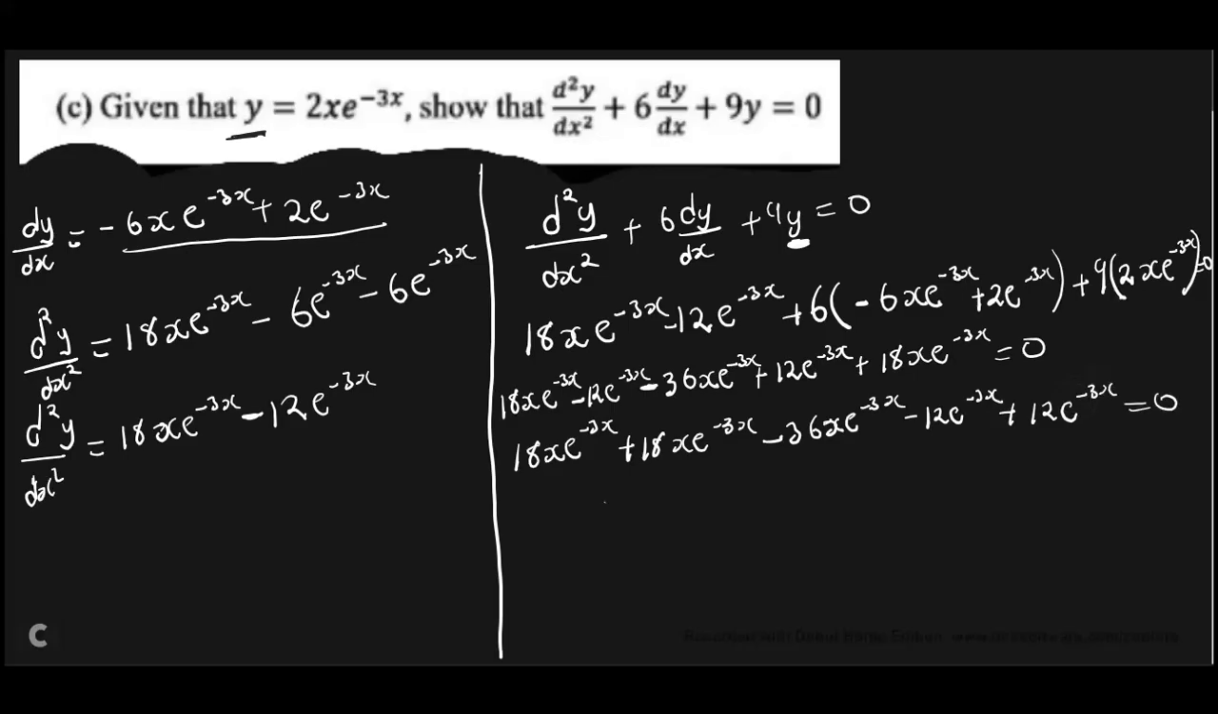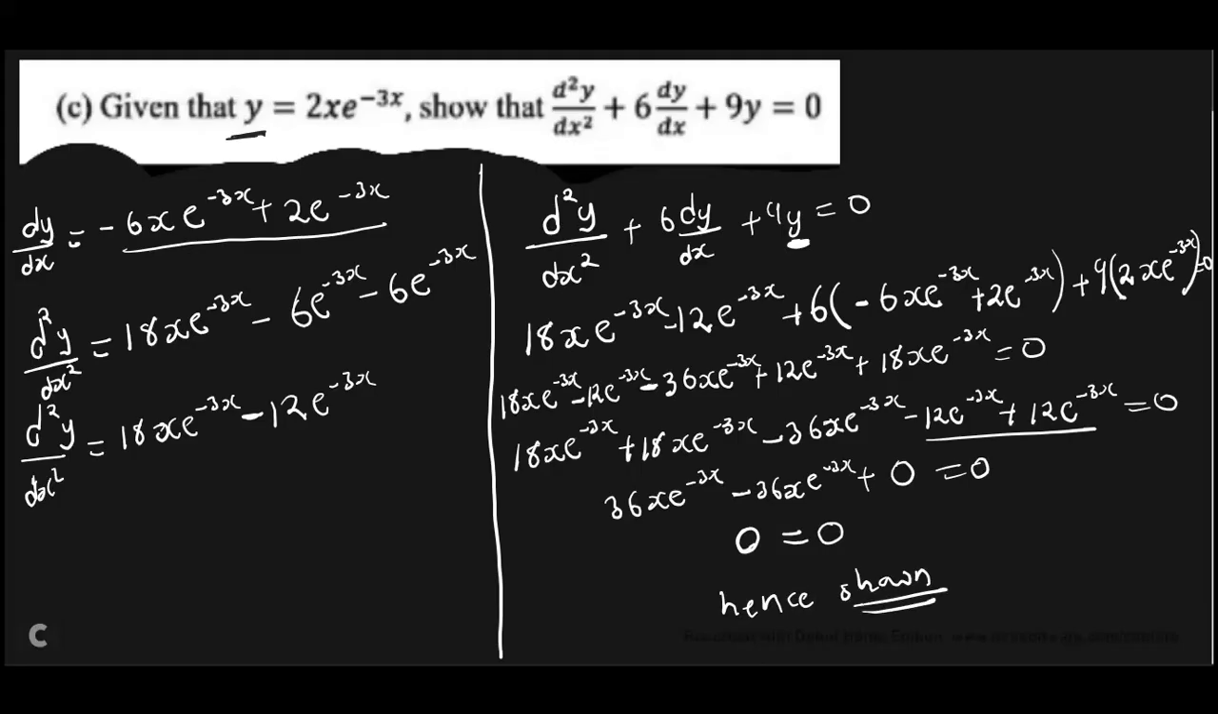Now, what's the answer here? This is 36x e to the power 3x. Then that side minus 36x e to the power negative 3x, then plus 0, because when you subtract here, the answer is 0. How about this side? When you subtract here, the answer is 0. Then you say, hence proved. Just like that. So, that's how you answer question C.